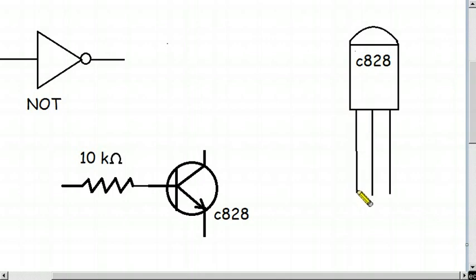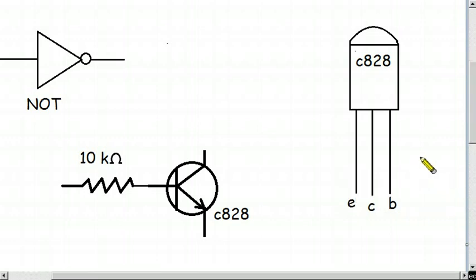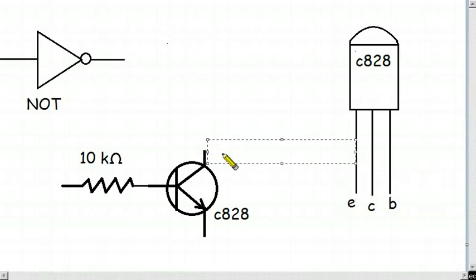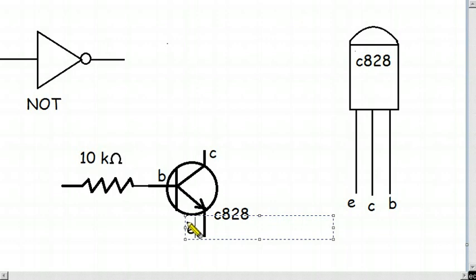left side pin is emitter. This one base, this one collector, this one emitter. So here this one collector, this one base, this one emitter. So like that you have to connect.